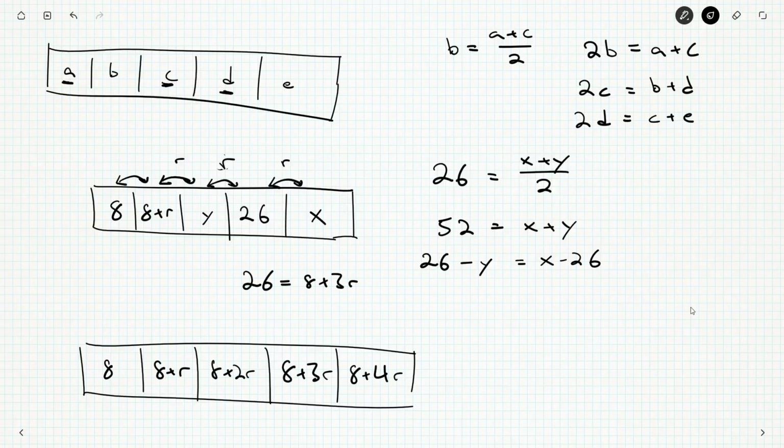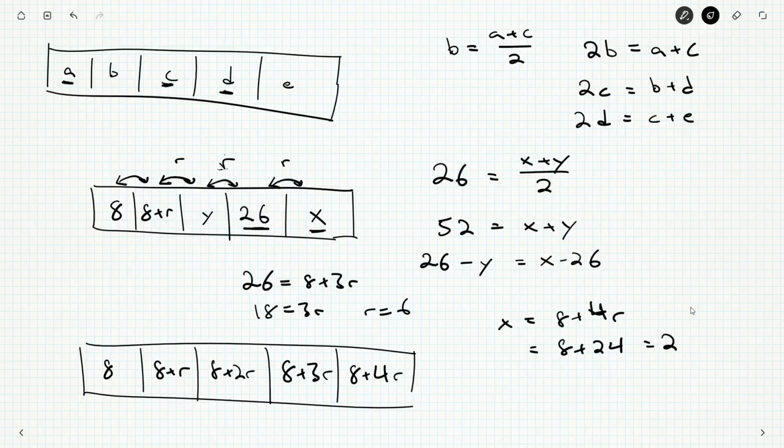Okay, so we rearrange this expression. We'll get 18 is 3r. r is going to be 6, so each term differs by 6. So you could either say 26 plus 6 is got to be x, 32, or you could say x is just 8 plus 4r. So that's 8 plus 24, and that's going to be 32.